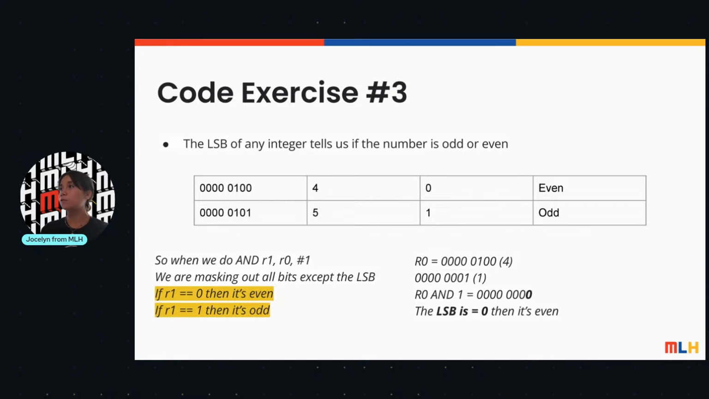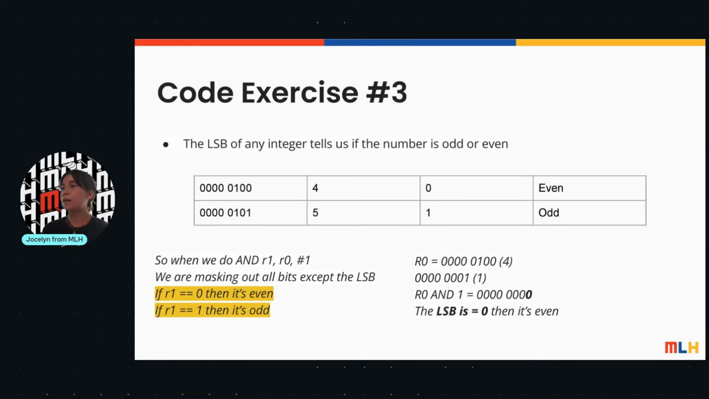This works for all numbers that you convert to binary. If you have 10 in binary, it will end in 0 because that's an even number. Knowing that my least significant bit will tell us if an integer is odd or even, we can use that as an advantage in our coding here. When we do, for example, AND R1, R0, 1, we are masking out all the bits except for the least significant bit, the one all the way at the end.